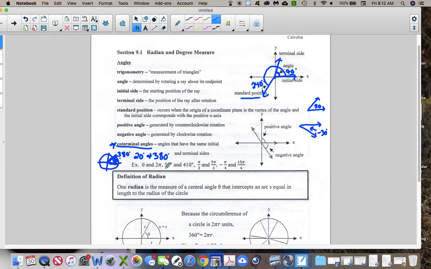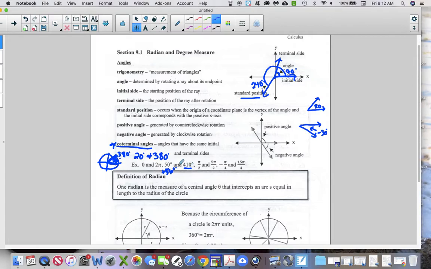The same thing with 50 degrees and 410 degrees, because all I've done is add 360 to 50 degrees and I get 410. So those two both look exactly the same. These guys are in radians. So we'll talk about what 0 and 2 pi and pi over 2 and all that stuff looks like. Okay, so you know what coterminal angles are now.